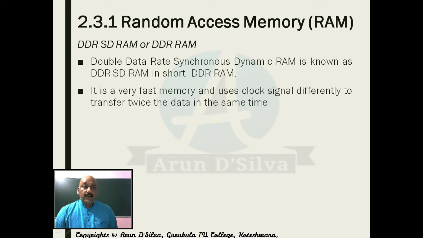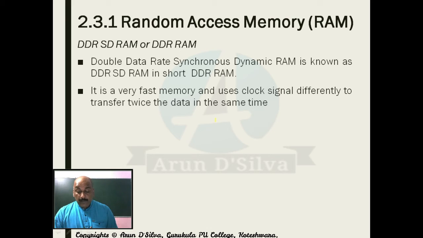Now this is one of the very fast memories. It uses the clock signal differently to transfer twice the data in the same time, so that it is received first by the CPU and supplied very immediately. So the performance of the CPU will increase, and the measurement is in hertz. This frequency will be measured in hertz.